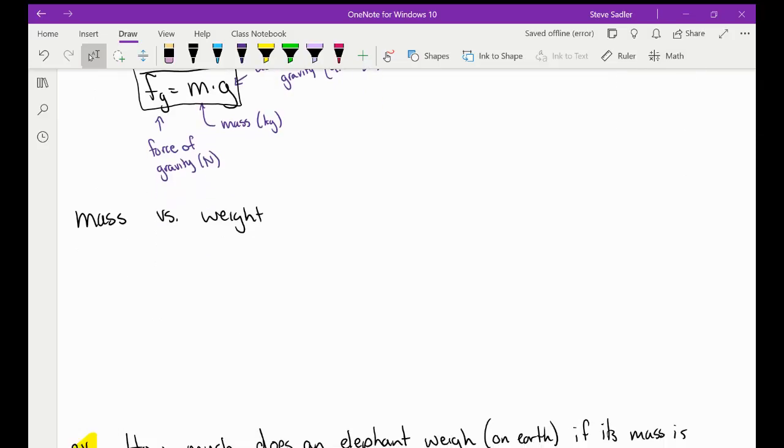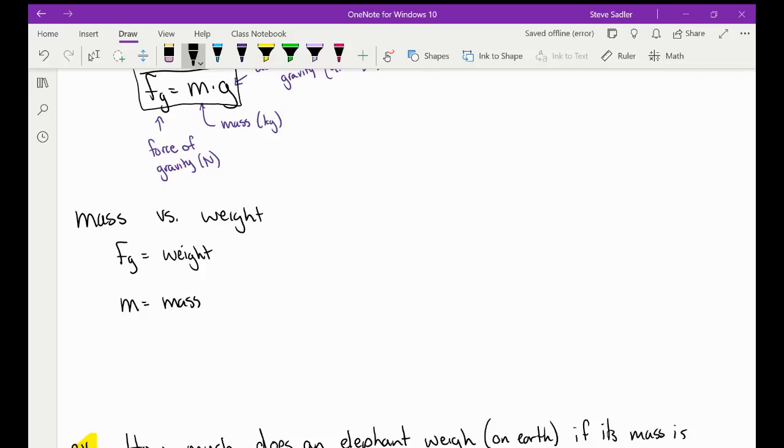So mass versus weight. F g is your force of gravity. It is also the weight of an object. And m is mass. There is a difference between mass and weight, because your mass is always going to be the same no matter where you are in the universe. You have the same mass, but depending on what planet you're on and what the acceleration due to gravity of that planet is, your F g, or your weight, can change.